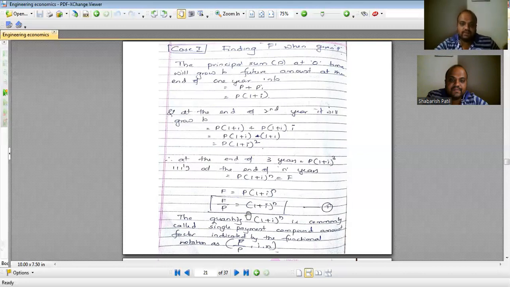Okay. Now, the quantity 1 plus I raised to n is commonly called the single payment compound amount factor, indicated by the functional notation as F by P, comma I, comma n. That's how economists represent this. The relation is that F by P, comma I, comma n is equal to 1 plus I raised to n. This is my equation 1.